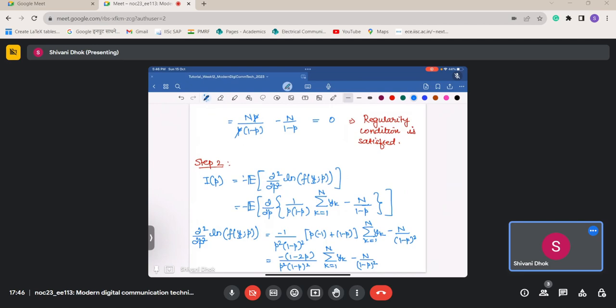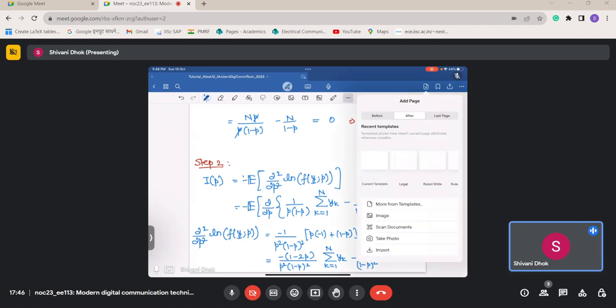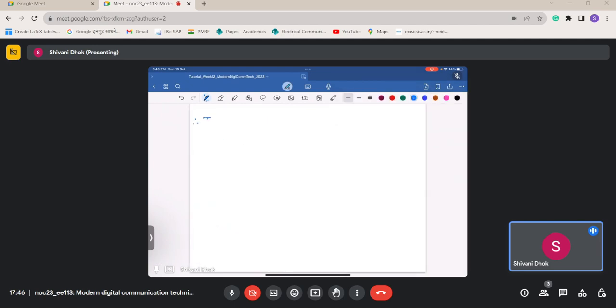Okay, so therefore let us now find your IP. Therefore your IP will be equal to minus of expectation of minus (1 minus 2p) upon p square into (1 minus p) square into summation k running from 1 to capital N of yk minus n upon (1 minus p) whole square.